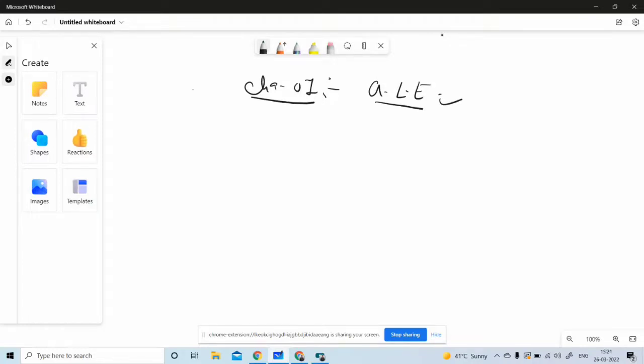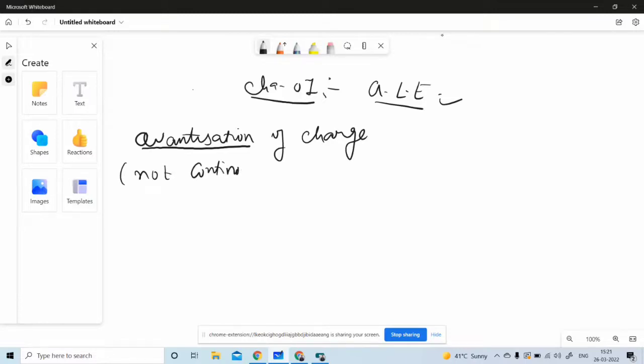First of all, what do you mean by quantization? Quantization means not continuous. Discrete, we can say discrete. In the first lecture, we discussed that a body can be made positively charged by removing electrons from the body. If you want to establish a charge of say 1 microcoulomb, then you have to remove the electrons accordingly in order to establish a charge of 1 microcoulomb.